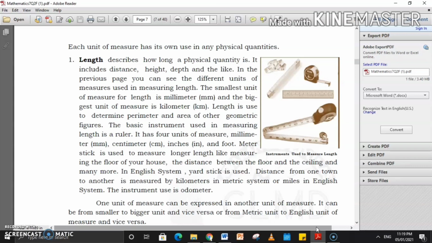So, meter stick is used to measure longer length like measuring the floor of your house, or the distance between the floor and the ceiling. Halimbawa, susukatin mo kung mula sa iyong sahig papunta sa iyong kisame, ang ginagamit na ay meter stick. Kasi kapag gagamitin mo ay ruler, medyo magtatagal ka. And then, in English system, ang ginagamit naman is yardstick. So, imbes na kilometers in metric system, ang distance ay ginagamit nila ay miles. Okay? Ang ginagamit na instrument for that is odometer.